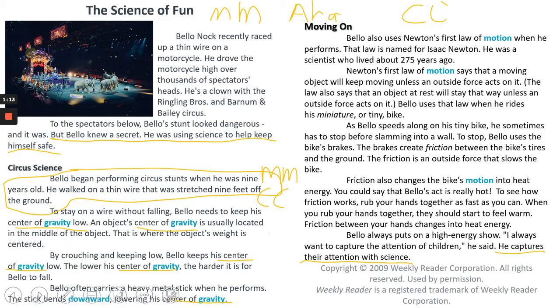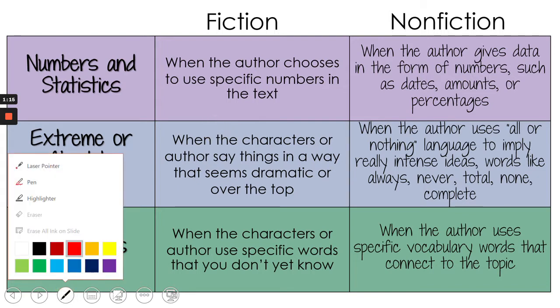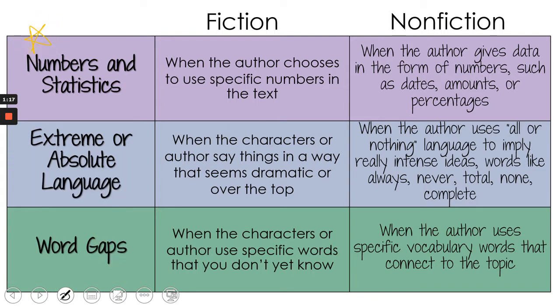The first one, let me get my drawing tool. The first one is numbers and statistics. Now in fiction, we talked about how that's when the author chooses to use specific numbers in the text. They might give you a year or somebody's age or how much money was spent. In nonfiction, that's any time the author gives data in the form of numbers.